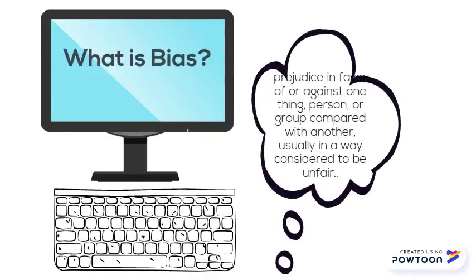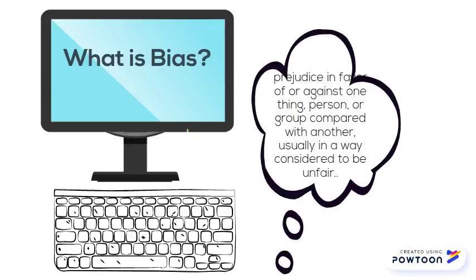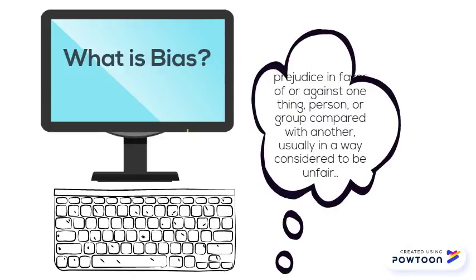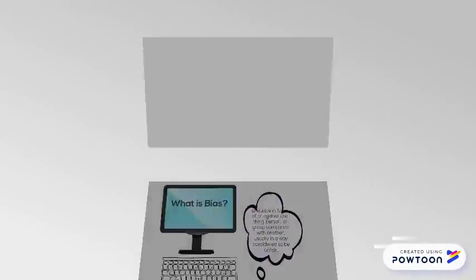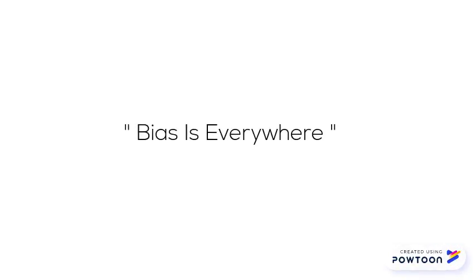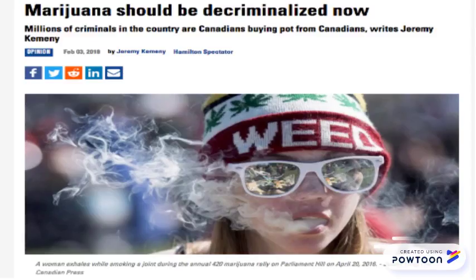Bias is prejudice in favor of or against one thing, person, or group compared with another, usually in a considerably unfair way. If we talk about bias, it's actually everywhere. For example, the latest news about marijuana, as you can see from the picture. But you may be wondering, how can you actually detect bias? How can you find bias in this news article?